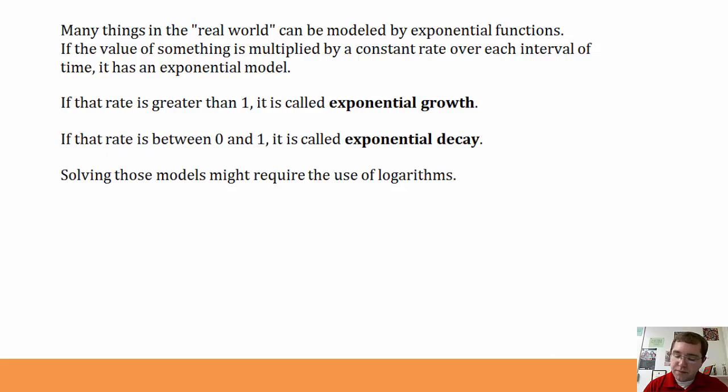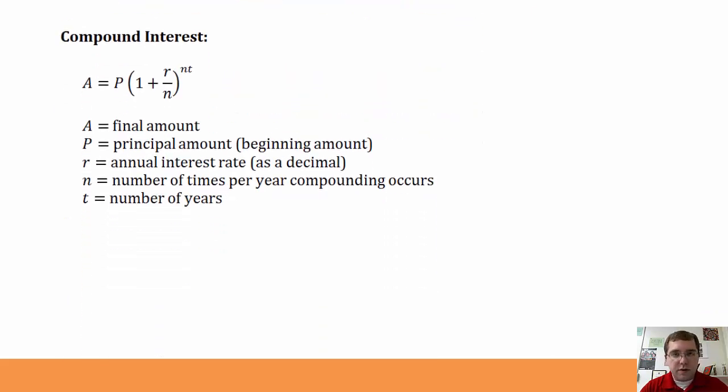So what I've got for you now are some formulas, and we will practice these formulas through our classwork and warm-ups in class. So the first one is compound interest. A equals P times 1 plus R over N to the NT power, where A is the final amount, P is the principal amount, which is the beginning amount, what you start with. R is the annual interest rate, expressed as the decimal, so if it was 2%, you put in 0.02. N is the number of times per year that the compounding occurs, so if it compounds quarterly, N would be 4. If it compounds monthly, N would be 12. If it compounds daily, N would be 365. If it compounds just once a year, N would be 1. T is the number of years.